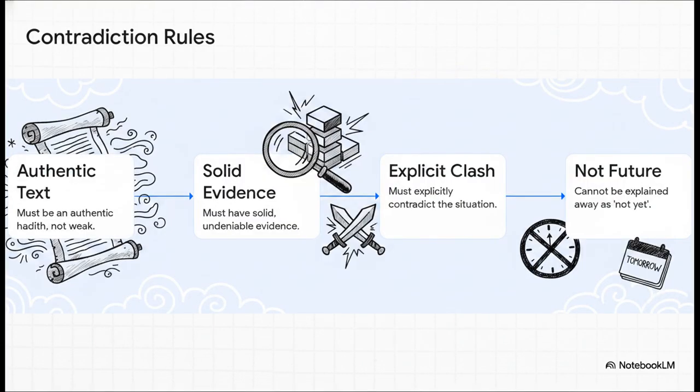To make sure we maintain extreme analytical rigor here, we established a very strict 4-step logical framework. For a criterion to actually reduce the match score, it has to hit all 4 of these steps. 1. It must be an authentic hadith, not some weak or unverified source. 2. There must be solid, tangible evidence. 3. It must explicitly contradict the subject's current situation. And 4. This is the big one. It cannot simply be explained away as not yet. If an event can technically still happen tomorrow, it absolutely does not count as a contradiction today.